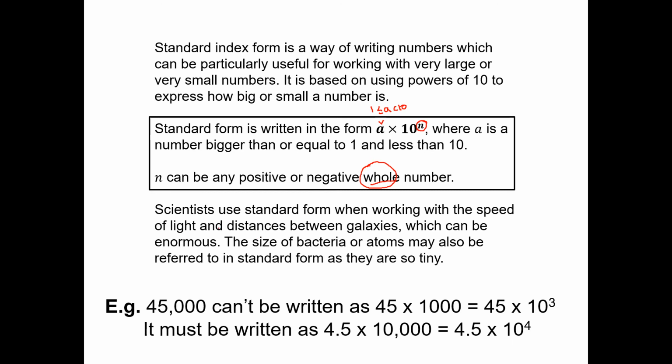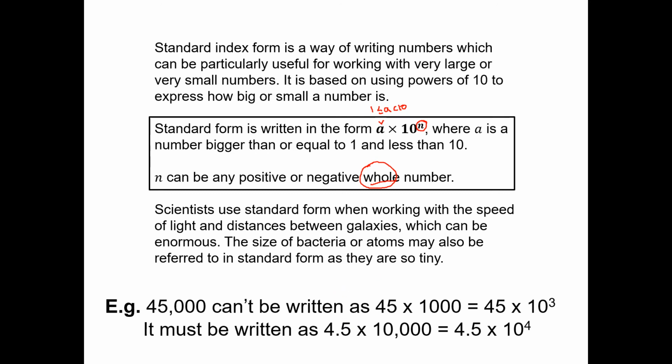And how it's used, or a little bit of how it's used. Scientists use standard form when working with the speed of light and distances between galaxies, which can be enormous. The size of bacteria or atoms may also be referred to in standard form as they are really tiny. So really, really big things and really, really small things can be used with standard form to make it a bit easier to write out and explain.